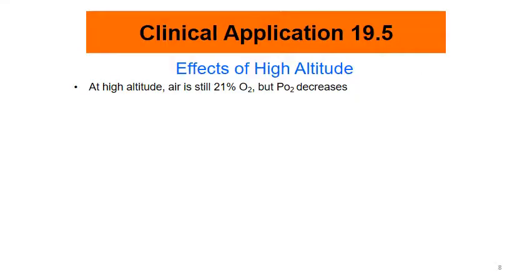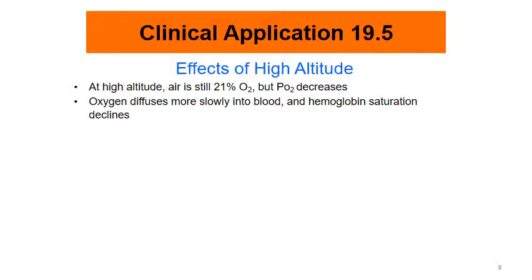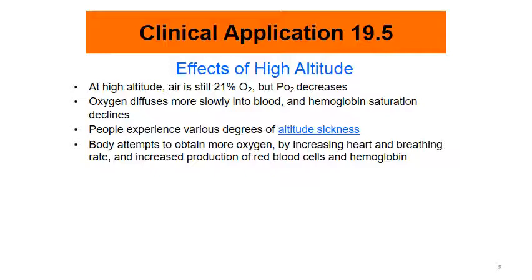This slide is now talking about the effects of high altitude. At high altitude, the amount of oxygen is very low. As a result, oxygen takes more time to diffuse into the blood. And this is called altitude sickness. So here the body is trying to increase the heart rate and increase the breathing rate in order to get more oxygen at high altitude. Also, more red blood cells and hemoglobin are going to be made.